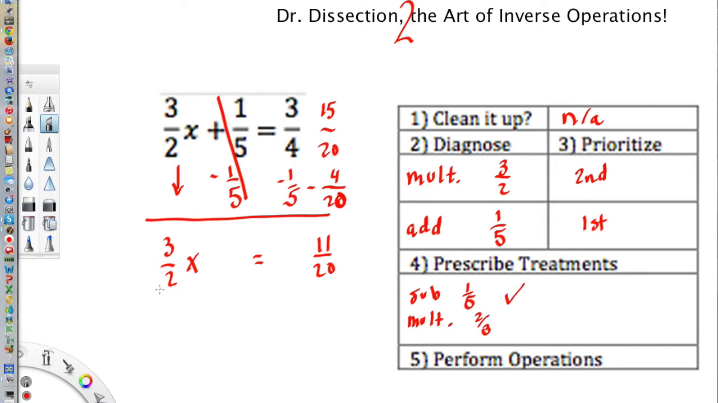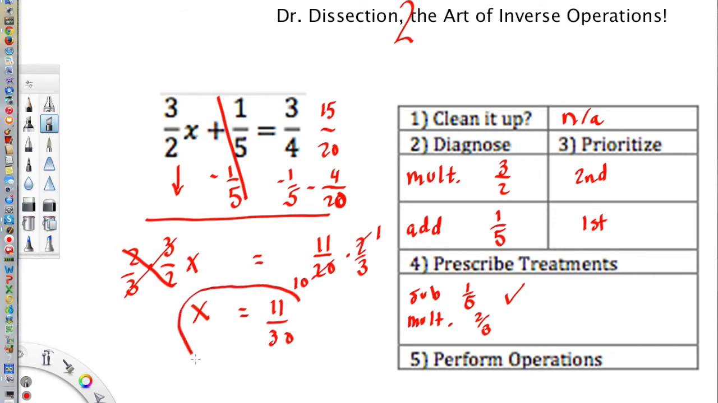Now my next operation is multiply it by its reciprocal, which is 2/3. And what I do to one side, I need to do to the other side. Okay, they cancel each other out. I'm left with 1x is equal to, and I can simplify here. 2 goes into 2 once, and 2 goes into 20 10 times. I multiply straight through. I get 11. 10 times 3 is 30. 11/30ths, and I can't reduce that.